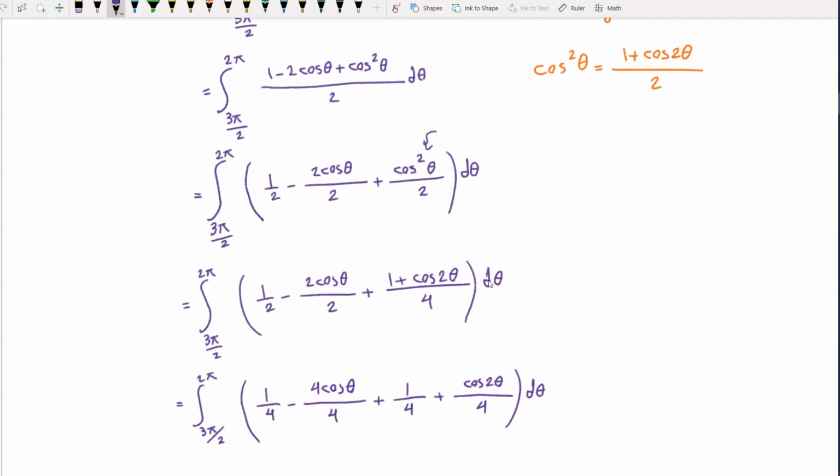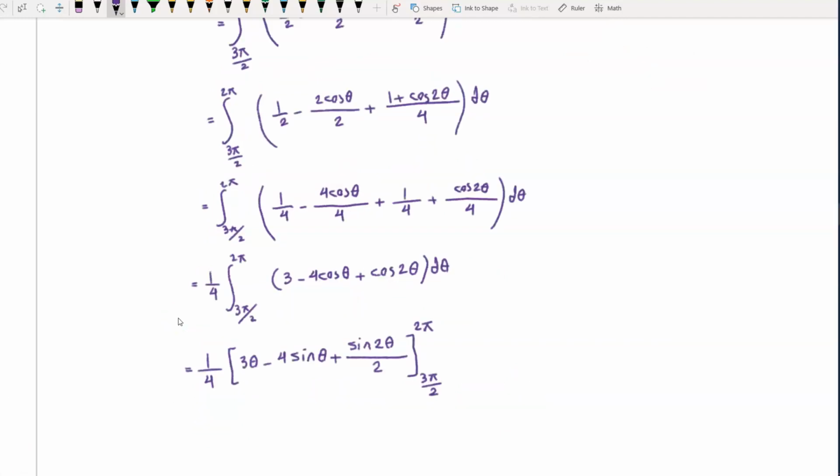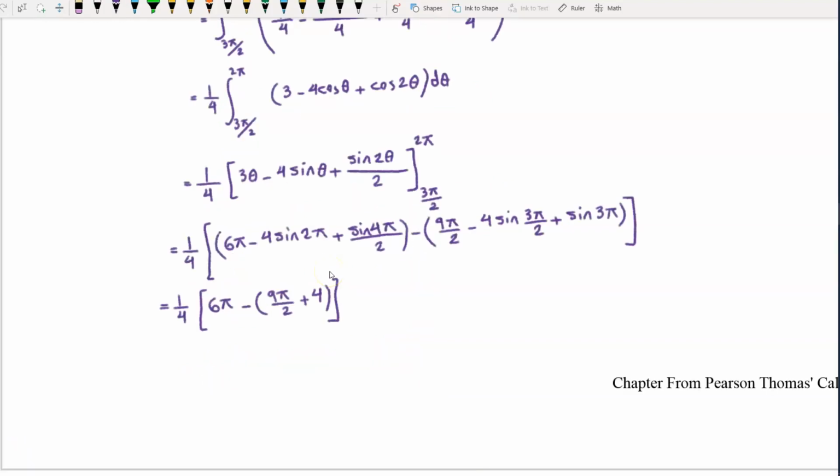And then I try to have the same denominator for all of these, so multiply by 2 on this part, and multiply by 2 here. So here we have 1 over 4 minus 4 cosine theta over 4 plus 1 over 4 plus cosine 2 theta over 4. Factor out 1/4 and then integrate with respect to theta. So this is equal to 1/4 times 3 theta minus 4 sine theta plus sine 2 theta over 2, from 3 pi over 2 to 2 pi. Here I use theta equal to 2 pi on the first part, and then subtracted, and here I use theta equal to 3 pi over 2.